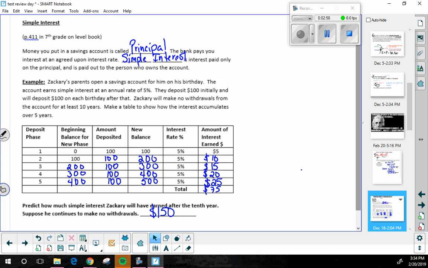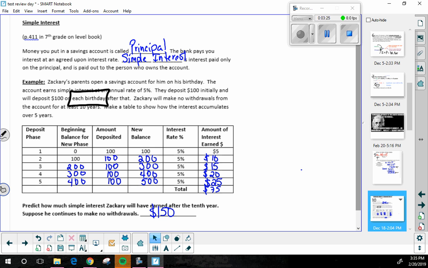Your chart is going to look just like the sheet you have in front of you, and it's going to be stapled to the back of the test, and you're going to figure out which questions need to have a chart. And you're going to figure that out by looking for phrases like each birthday, each month, each year. Anything that says you're depositing something over a period of time means that you need to create a chart.